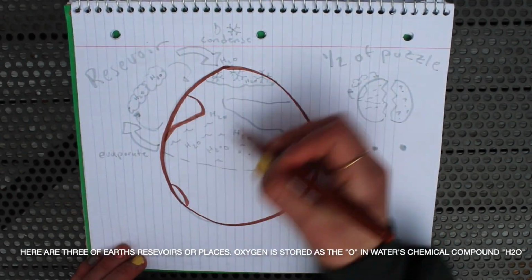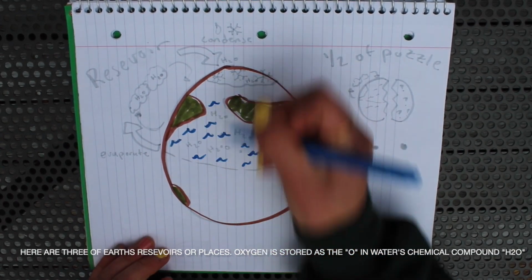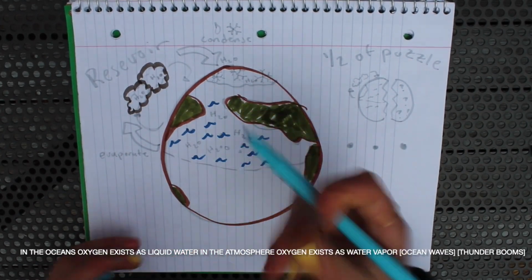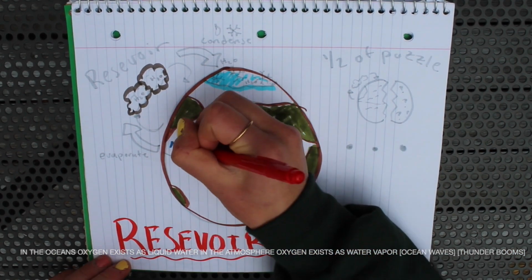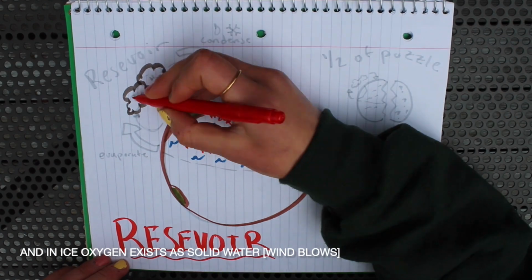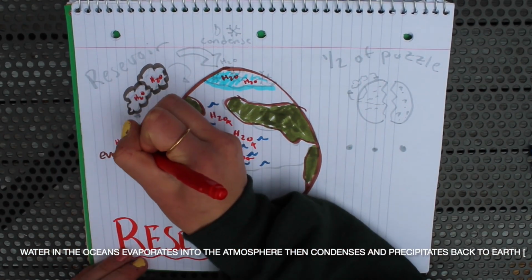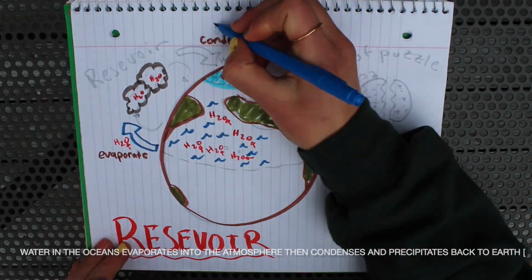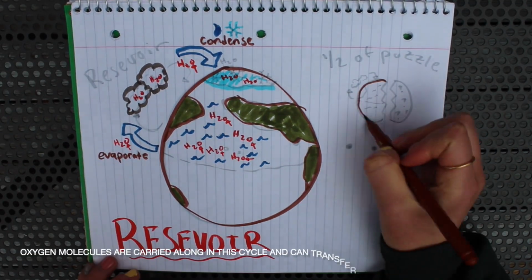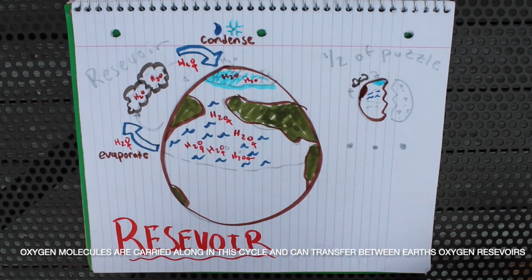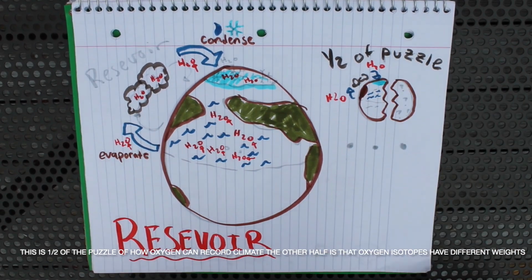Here are three of Earth's reservoirs, or places oxygen is stored as the O in water's chemical compound H2O. In the oceans, oxygen exists as liquid water. In the atmosphere, oxygen exists as water vapor. And in ice, oxygen exists as solid water. Water in the oceans evaporates into the atmosphere, then condenses and precipitates back to Earth as rain or snow. Oxygen molecules are carried along in this cycle and can transfer between Earth's oxygen reservoirs. This is one half of the puzzle of how oxygen can record climate.